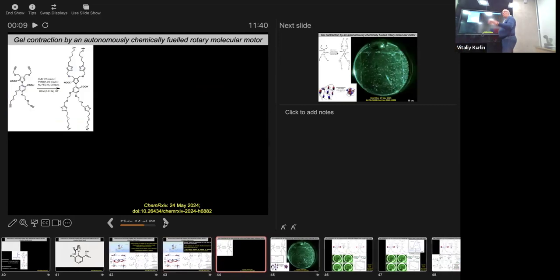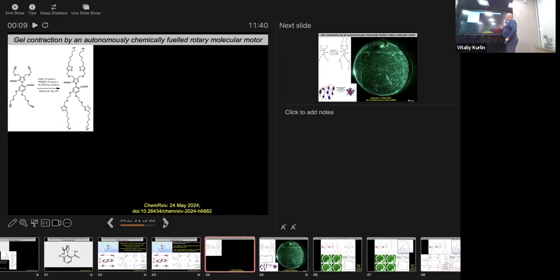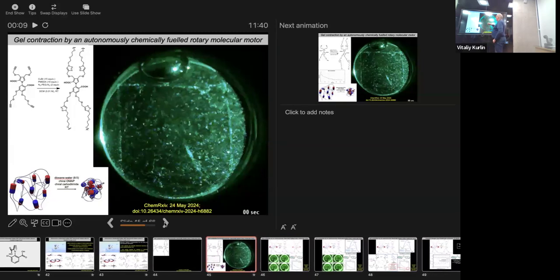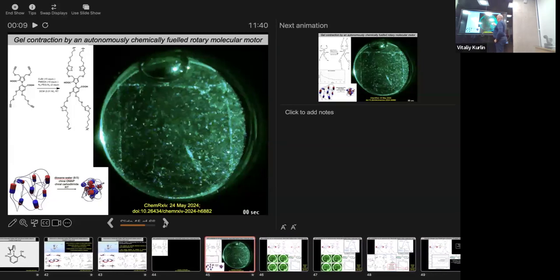I keep saying that energy is being transduced and work is being done, but it's not apparent from that how that happens. So Peng Lai in the audience made something where you can see work being done. Peng Lai took the motor that we've just seen and put polymer strands in it so that they could be polymerized, and that makes a gel. This gel has these motor molecules embedded in it.